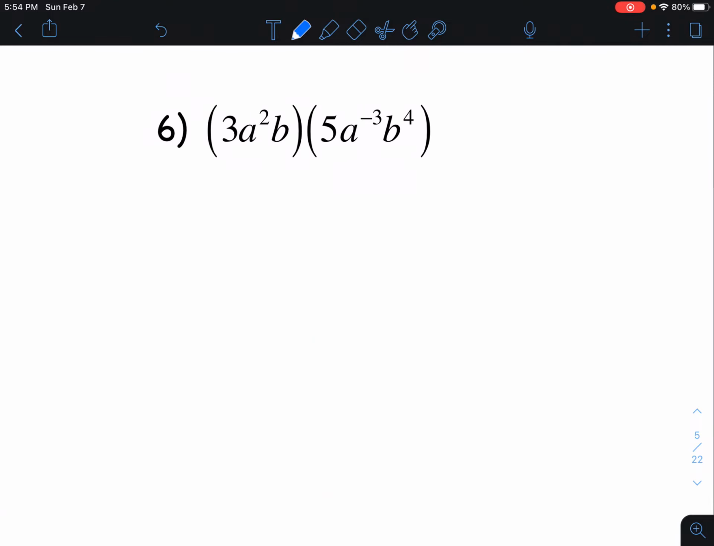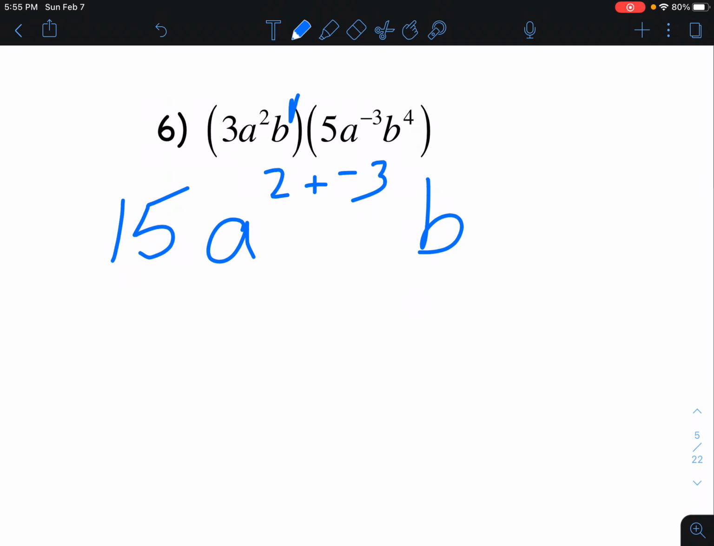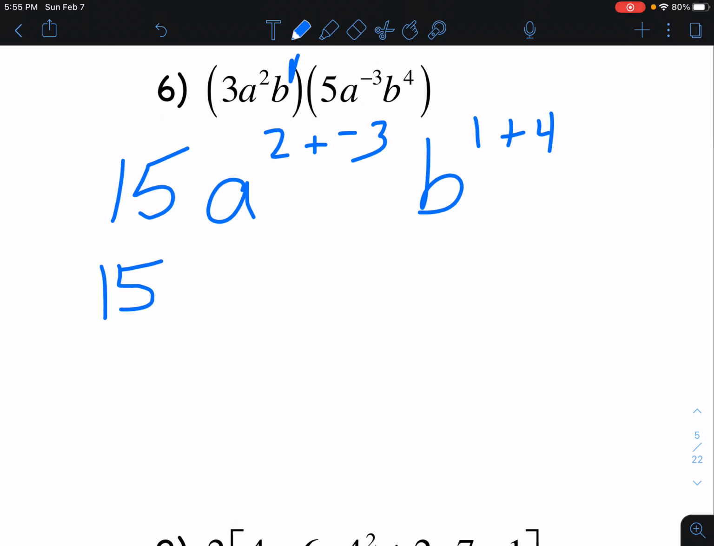Okay, next up, we are multiplying. If you look closely, there's nothing in between the parentheses, so that's implied multiplication. Now the 3 and the 5, we are going to multiply those together to make 15. Please don't confuse regular numbers with exponent rules, because in the exponents here, we are actually supposed to be adding them. So for the a's, we have 2 plus negative 3, and for the b's, we'll have an invisible 1 plus 4. So let's do those additions. a to the power of negative 1, b to the power of 5.